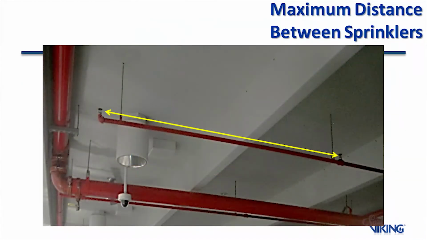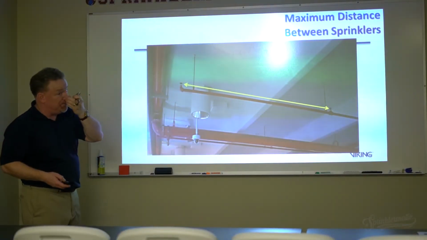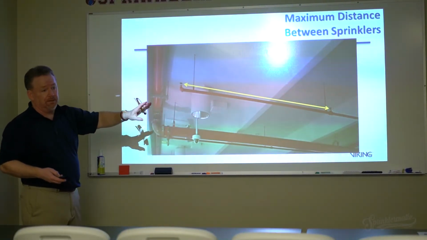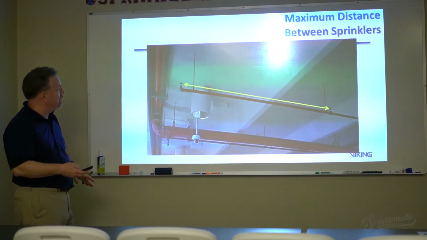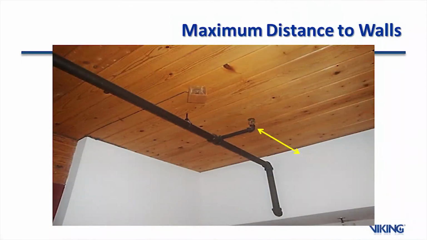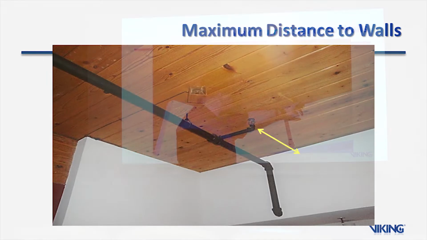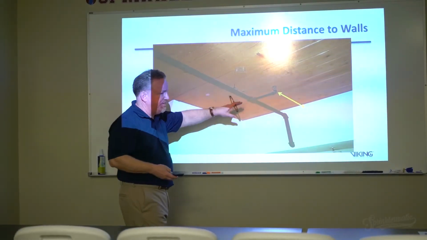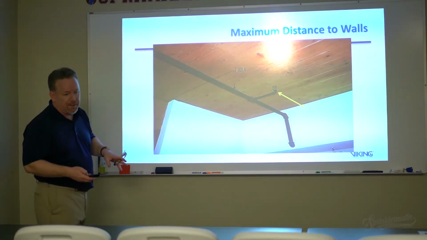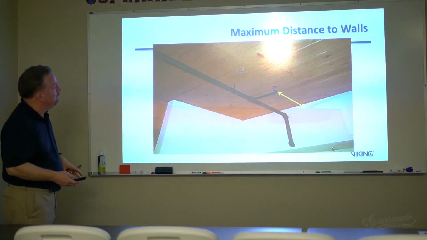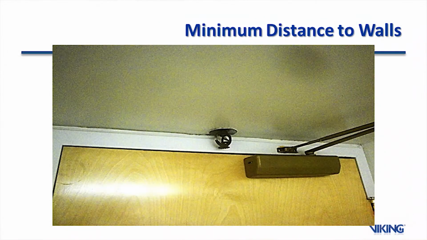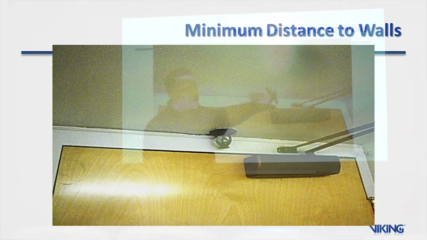There's that maximum distance between sprinklers, same thing. We're concerned about measuring that, and it's sprinkler to sprinkler, right down the line. Sprinkler to wall, we're measuring wall to sprinkler, usually half the distance of the maximum spacing for that sprinkler. Minimum distance, we have to be really careful with this one.